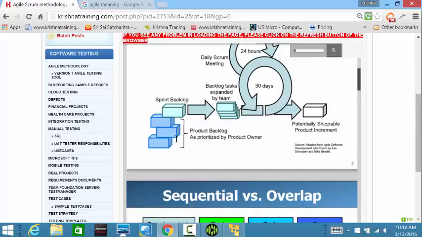So typically after sprint one, there will not be a good amount of work that we can present to the client.